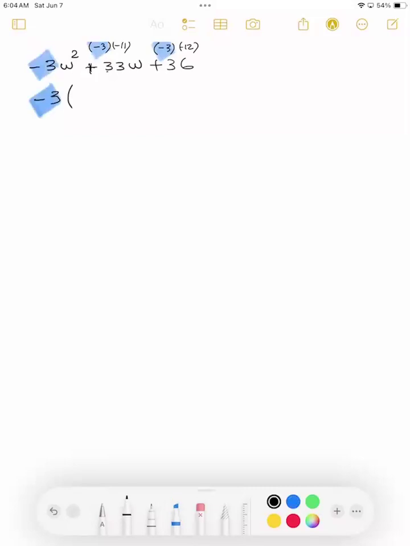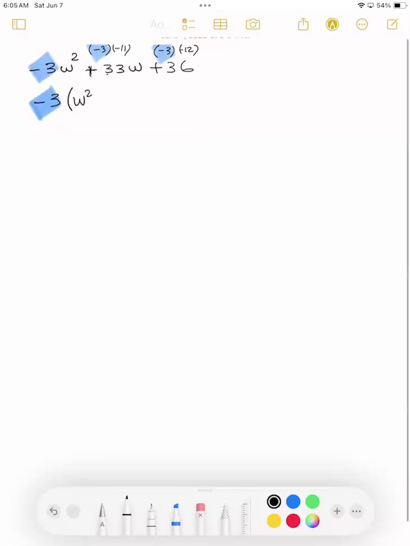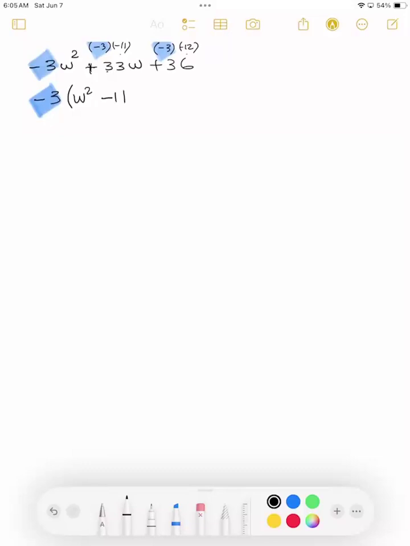So I open up the parentheses. From the first term, I get w squared. From the second term, I get minus 11. From the third term, I get negative 12. So negative 11w and negative 12. And now I try to factor. I want to find two numbers to multiply to get negative 12 and add to get negative 11.